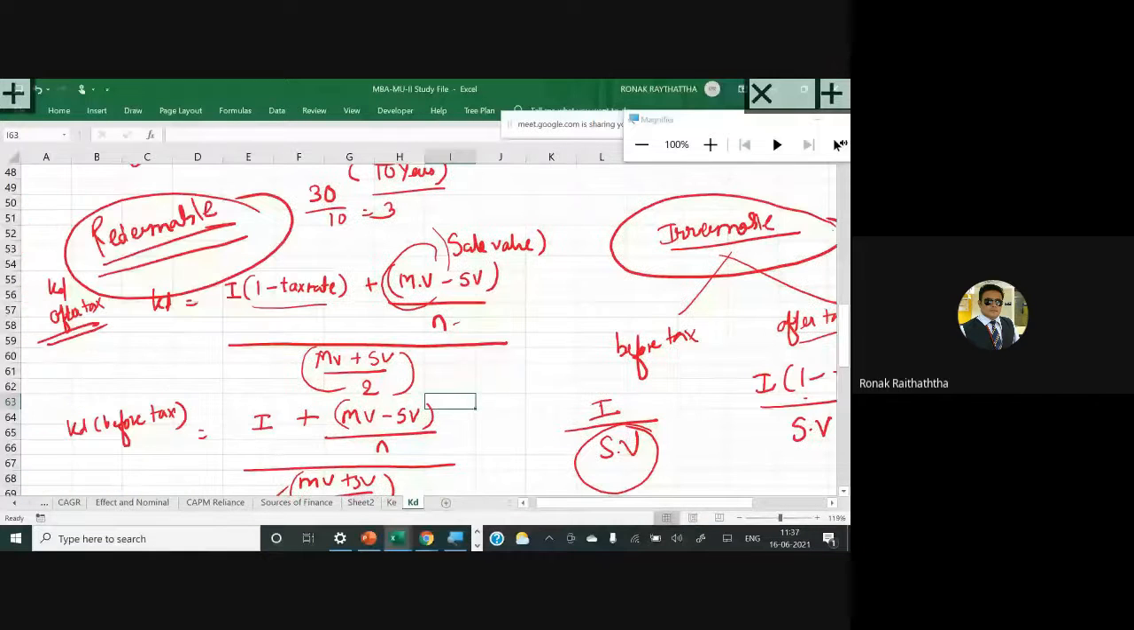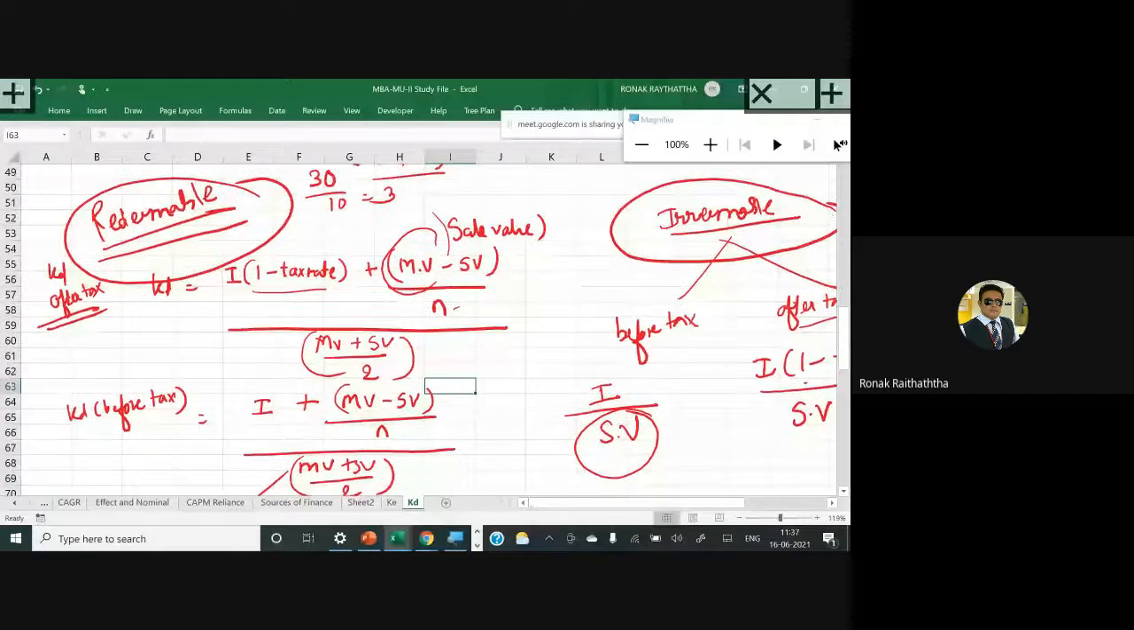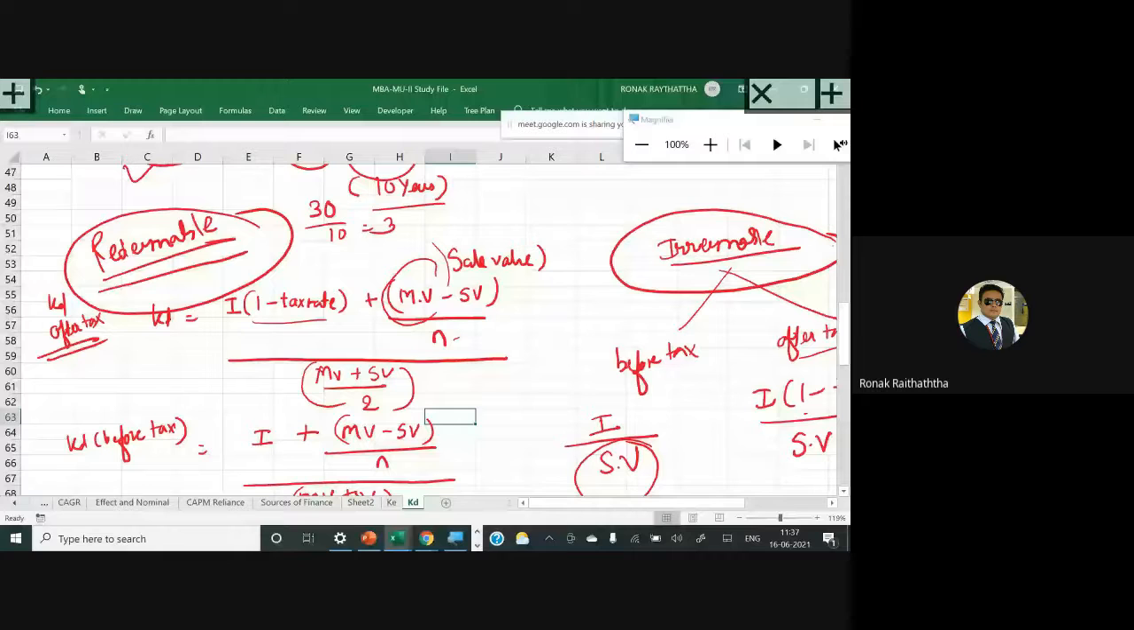Then if it is redeemable debentures, then after tax and before tax, both will be there, right? So I in bracket 1 minus tax rate plus MV minus SV, which is basically the difference between the maturity value and the sell value. But this cost is for all the number of years. We are right now into a per annum calculation. So we divide that by n, the number of years to maturity. And that whole will be divided by the average of MV and SV.